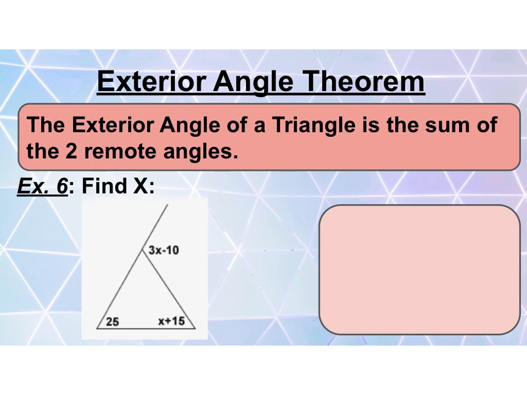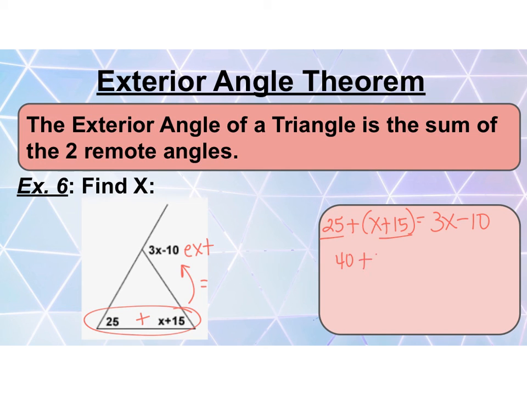We could throw some algebra in there. So let's orient ourselves. This is my exterior angle. These are my two remote. I'm going to add those to equal that. So I'm going to have 25 plus x plus 15 equals 3x minus 10. I'm going to combine like terms on the same side, so I get 40 plus x equals 3x minus 10.